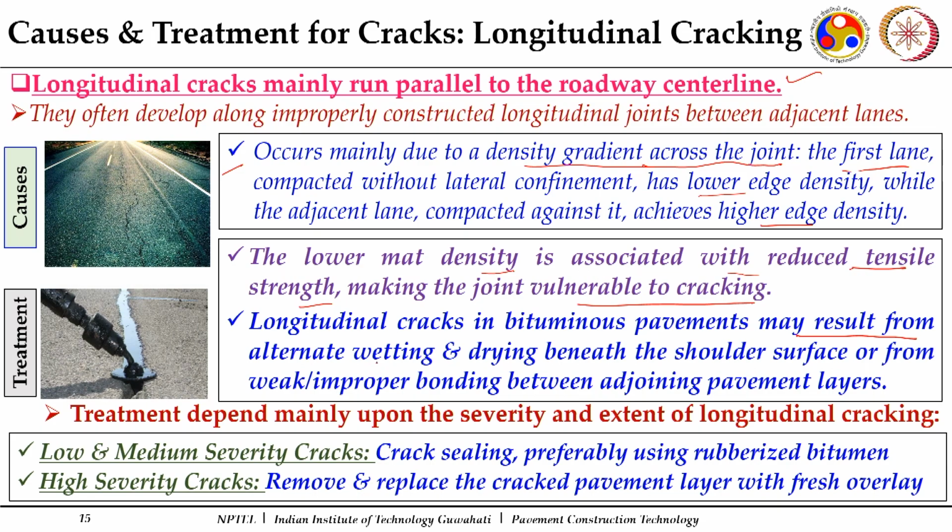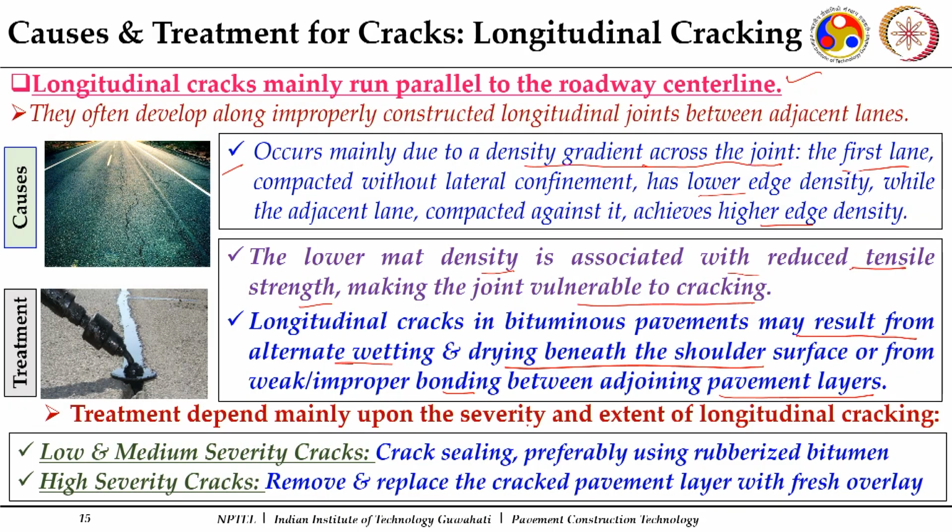It may also result from alternate wetting and drying beneath the shoulder, specifically if the shoulders are constructed with inadequate materials or poor quality control has been there on shoulders. Then this wetting and drying may create these longitudinal cracks. It can also come from weak or improper bonding between adjoining pavement layers. Many a time, widening has been done, so those joints are not properly constructed. Then also those joints may show cracks which get reflected on the top.